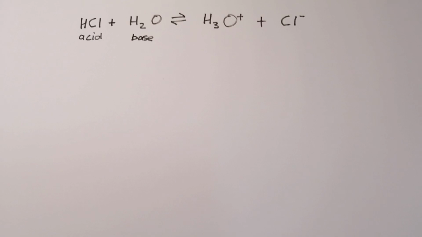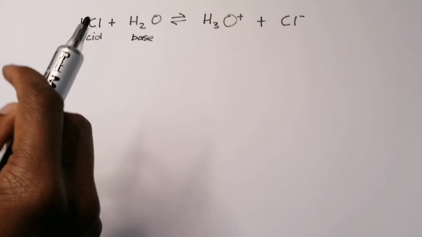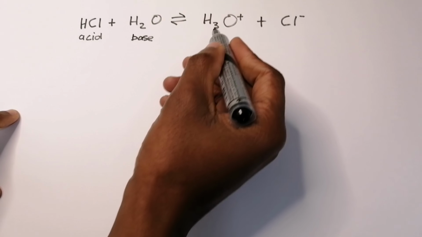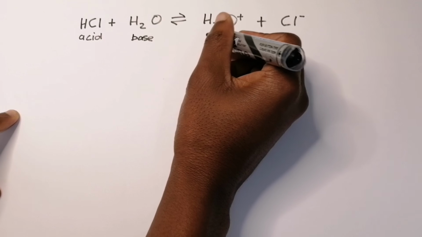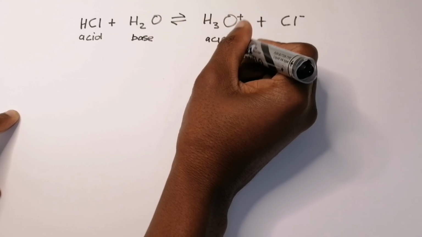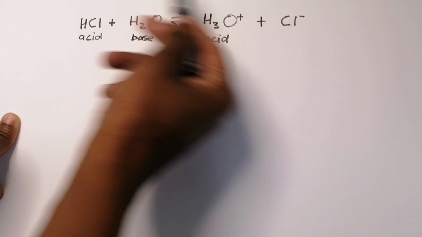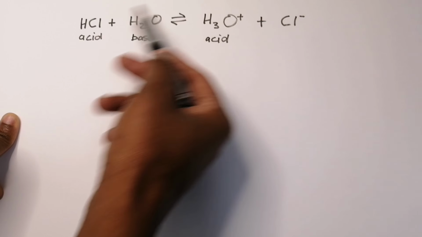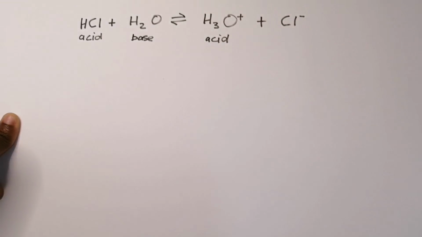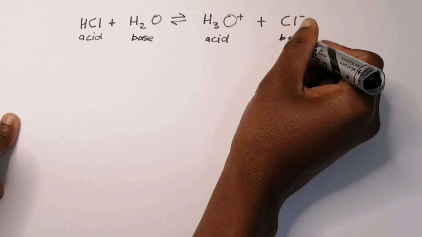So what happened to H3O plus to end up as H2O? It must have donated an H plus, and so this guy becomes the acid on this side, okay? And Cl minus obviously starts as Cl minus and it becomes HCl, so therefore it must have accepted an H plus, so this guy is now the base.